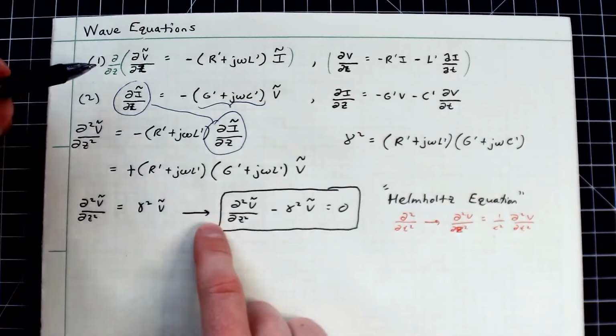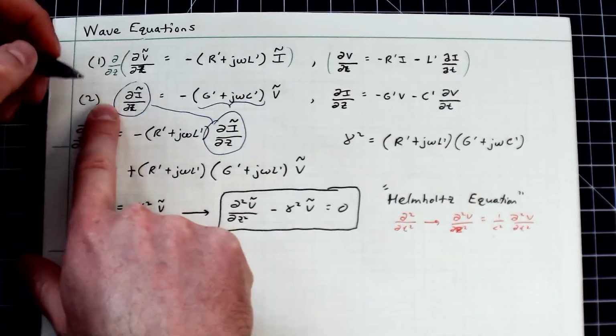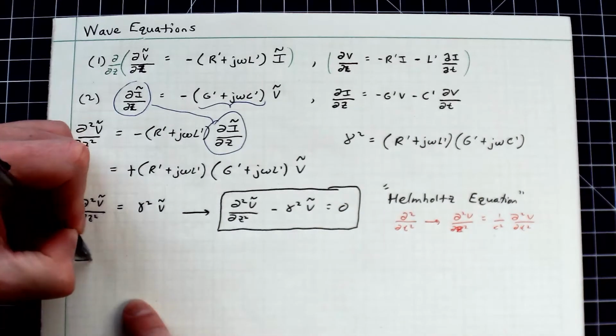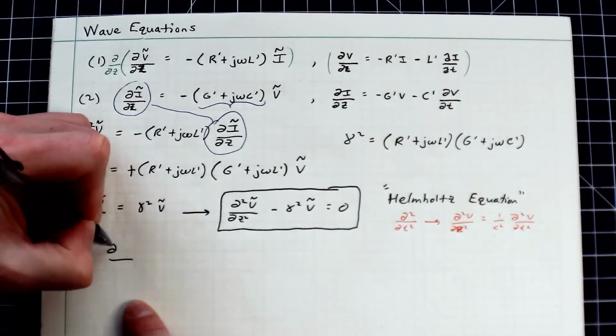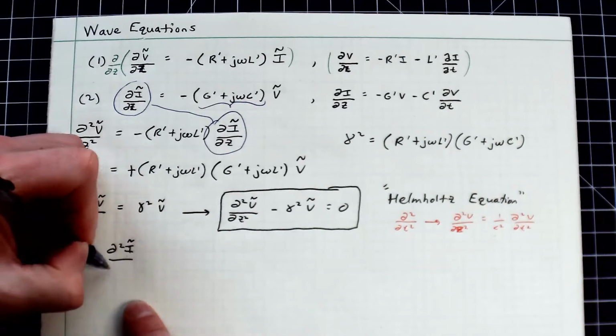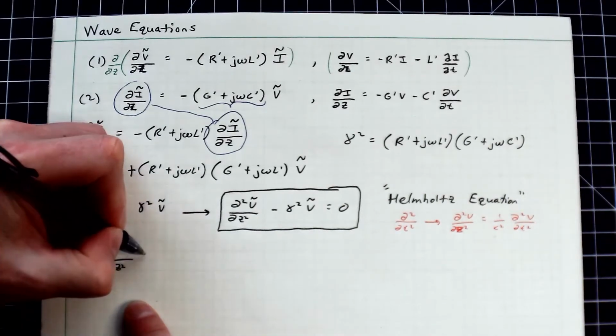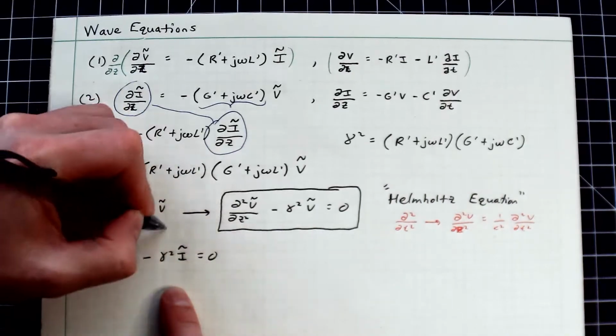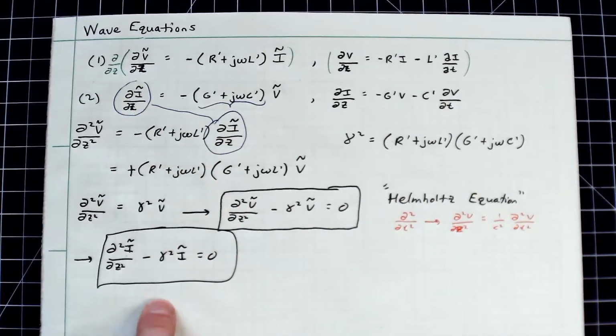And of course, I could have also done a similar derivation by taking the z derivative over here, and you would get a very similar equation where you would get something to the effect of partial I with respect to z squared minus gamma squared times I equals 0. So you also can get a wave equation on the current as well.